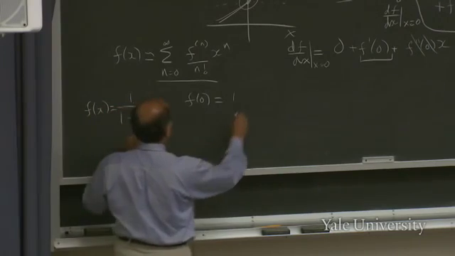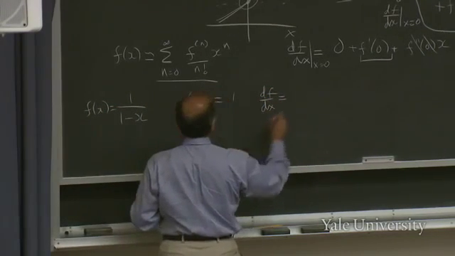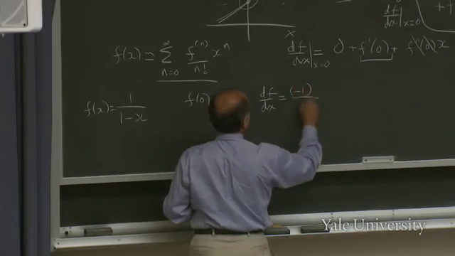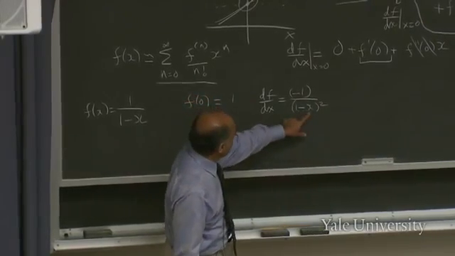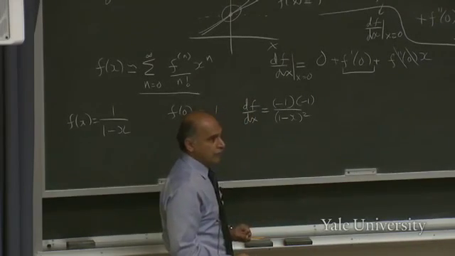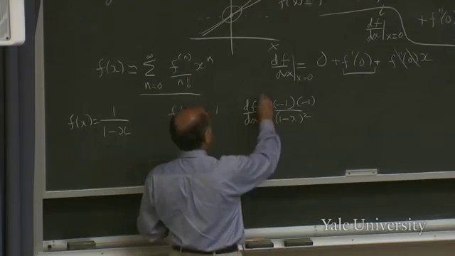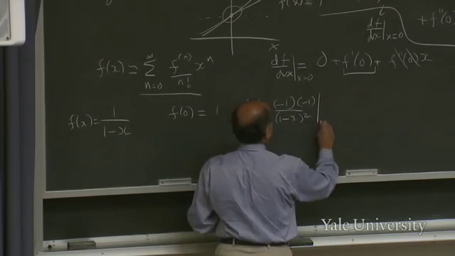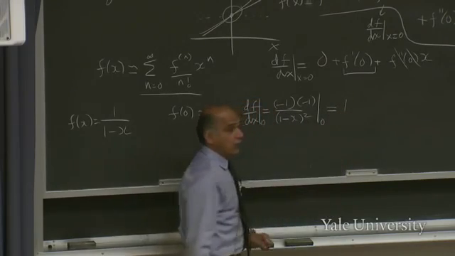Now let's take the derivative of this function, df/dx. df/dx has a minus 1 because it's 1 minus x to the minus 1 times a square. Then the derivative of what's inside gives you a minus 1. This is simple calculus, how to take the derivative of this fellow here. Having taken the derivative, evaluated at x equal to 0, this vanishes, that becomes 1, and you get 1.